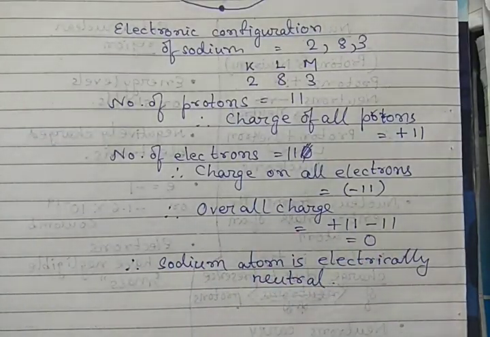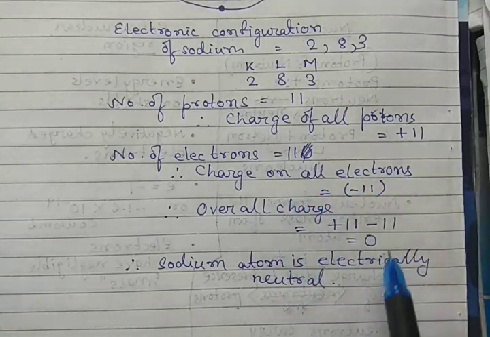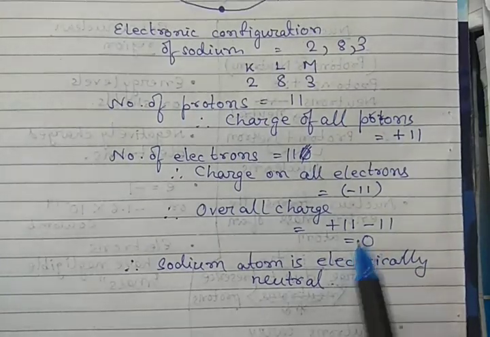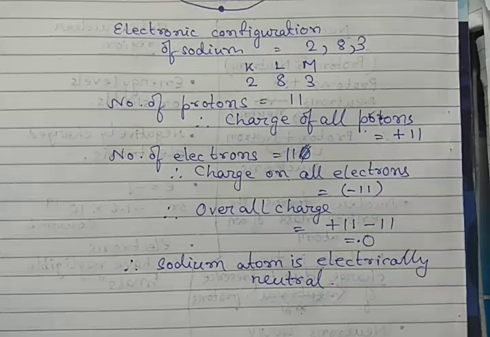You can find this with any other atom. Oxygen, you can take nitrogen, carbon, magnesium, fluorine, aluminium, silicon, phosphorus, potassium. You can take any atom, you can use this method, and you will always find that overall charge is 0. Why? Because in an atom, number of protons is always equal to the number of electrons. Is it clear? So an atom is always electrically neutral.